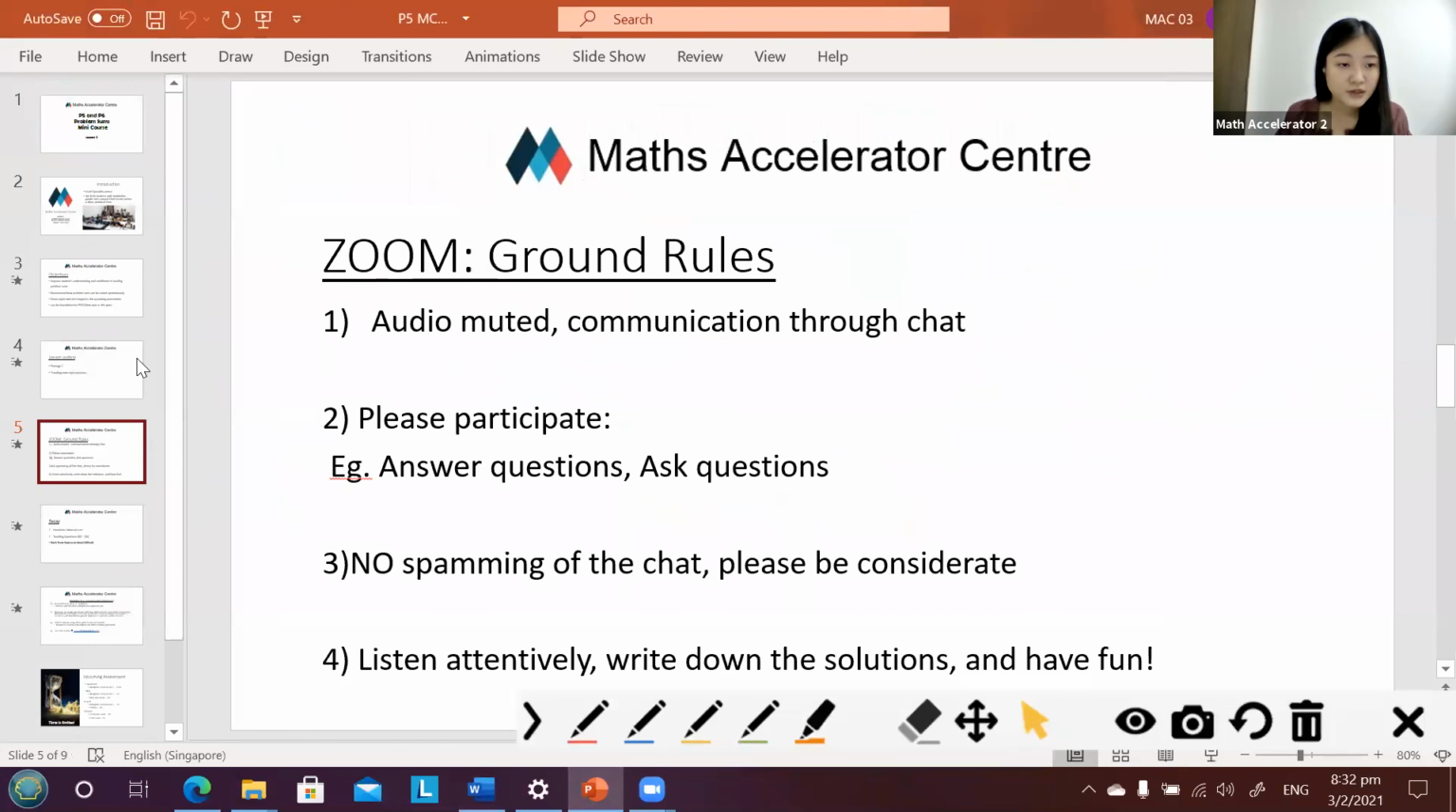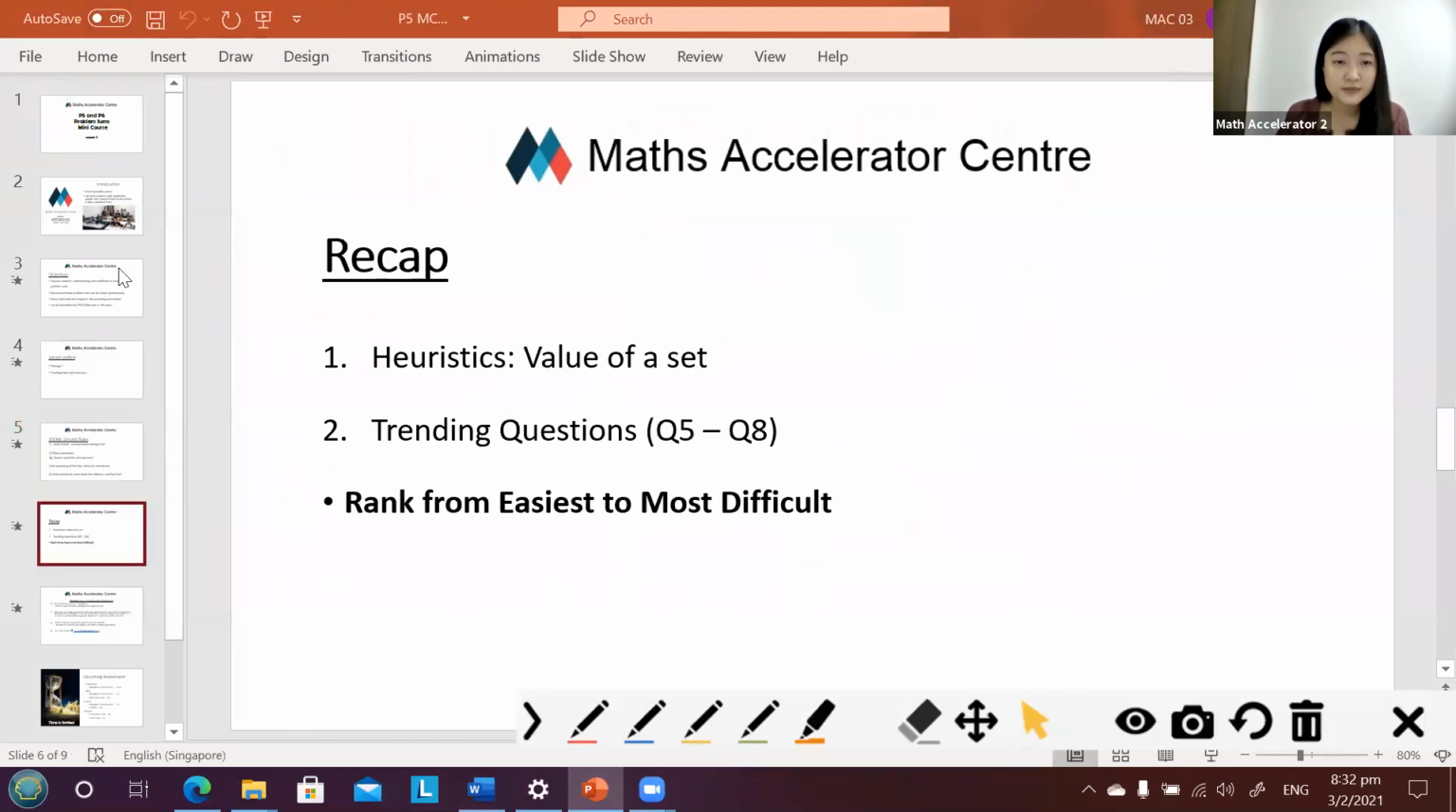Let's go back to this. Okay, so let's do a recap. Okay, we learned our value of assets and our trending questions, question 5 to 8. So can you rank them from easiest to most difficult in the chat? Let's say, for example, I think question 8 very hard, so I'll put 8, then 6, then 7, 5. Oh sorry, easiest to most difficult. So if I put 8, 6, 7, 5 means 8 is the easiest, 5 is the most difficult.